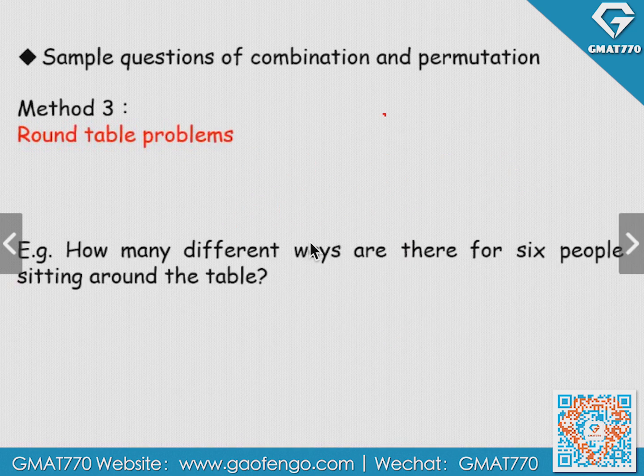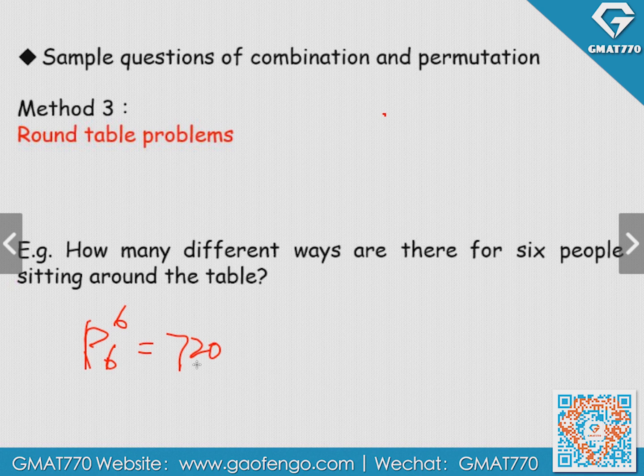Okay, so the third kind of problem we'll face in combination and permutation is round table problems. They are a special kind of problem because right now, all the questions we solved are about a line, not about a circle. So we must figure out the difference between a line and a circle, and we use a question to explain it. How many different ways are there for 6 people sitting around the table? Well, if I change the question into how many different ways are there for 6 people sitting along a line, you can easily figure out the answer is P66, which is equal to 720, to represent the sequence for 6 people sitting along the line.